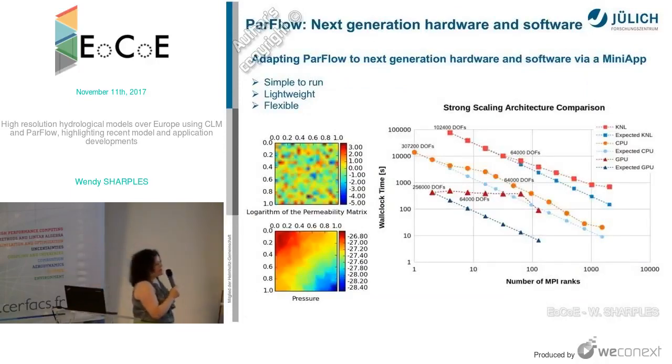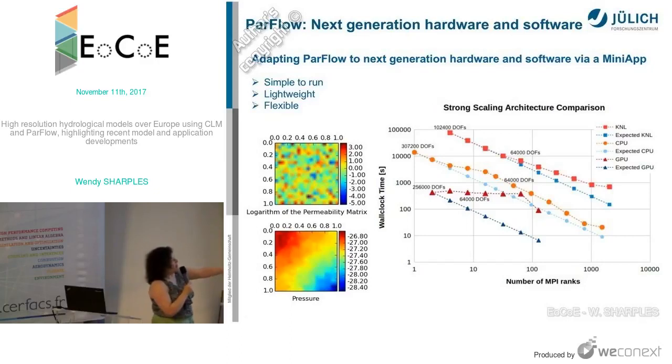And also, to be ready for exascale, I think we also need to look at what the upcoming hardware and software is going to entail. So we're adapting ParFlow to next generation hardware and software via the use of a mini-app. The reason we're doing that is because ParFlow is quite unwieldy in comparison. This is very lightweight, it's simple to run, and it's flexible, so many different collaborators can use this on many different platforms. As you can see here, we've set up the permeability as a random log-normal distribution, to emulate the heterogeneity in the models that we run.